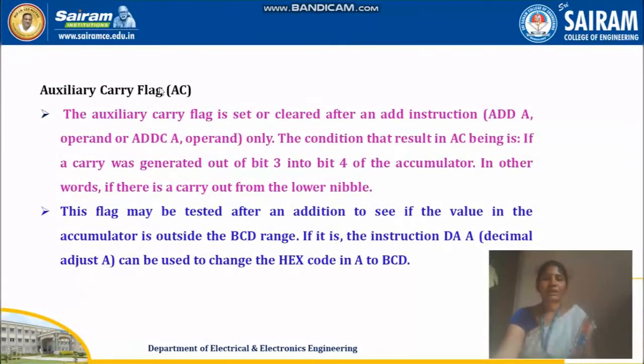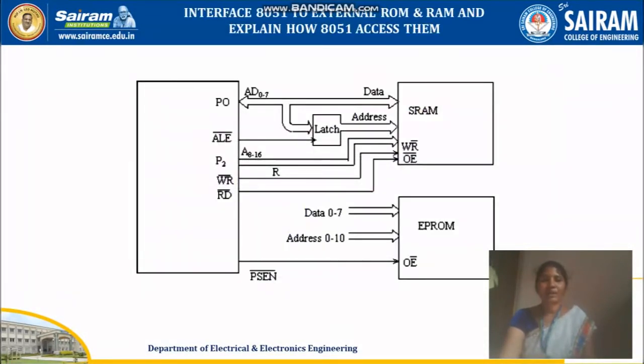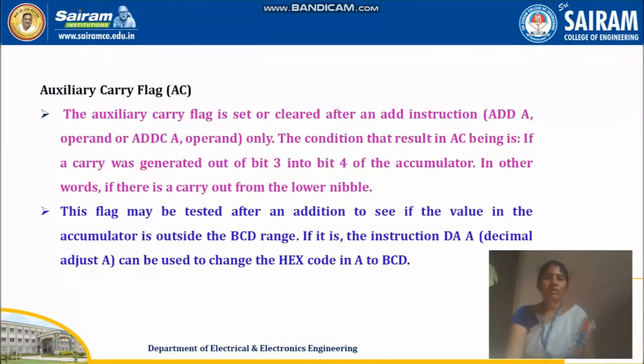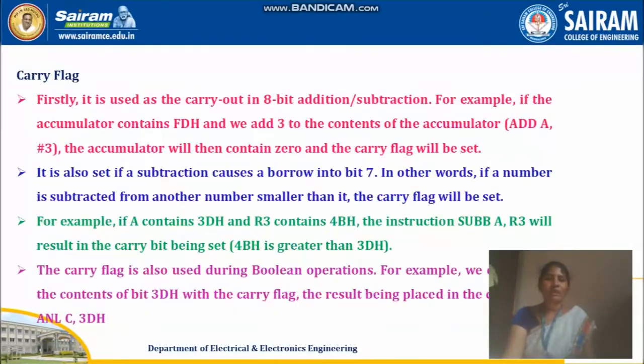Auxiliary carry means, you can see from third bit to fourth bit, if a carry is generated, that is called your auxiliary carry. Or we can say it is a carry out from the lower nibble. A nibble is nothing but 4 bits, which is equal to 1 nibble. So from your lower nibble, if any carry is getting forwarded, then it is called your auxiliary carry. So this is the general introduction of your program status word.